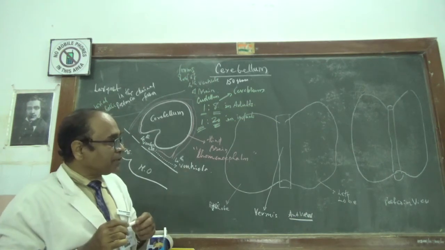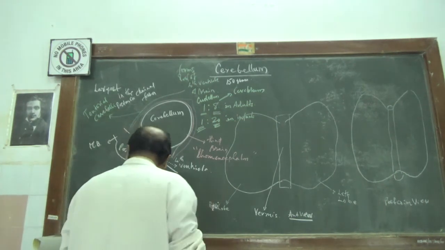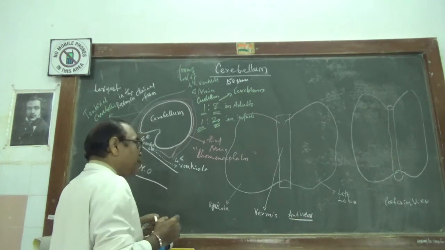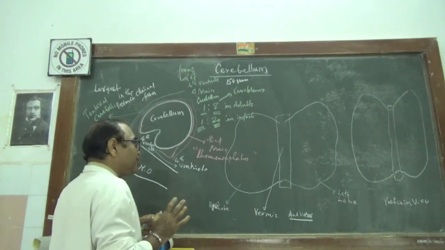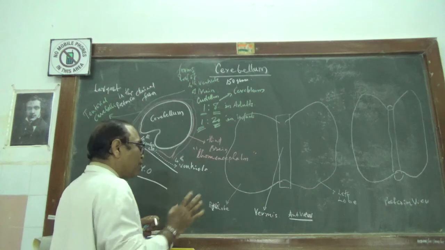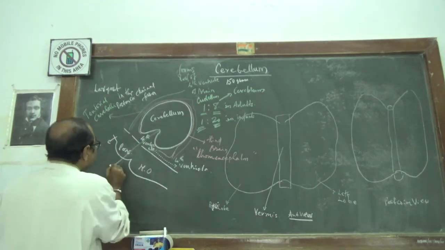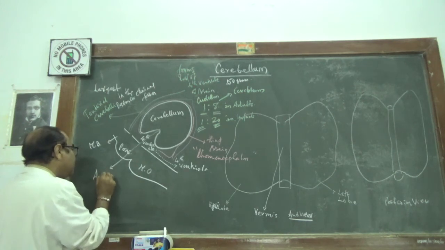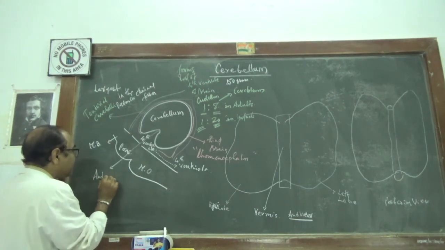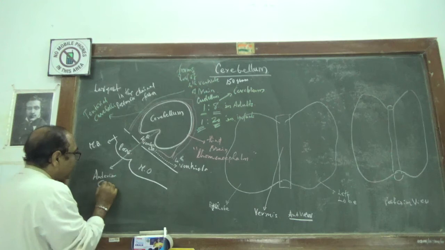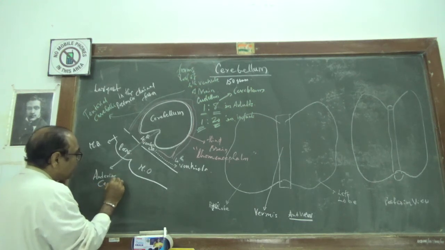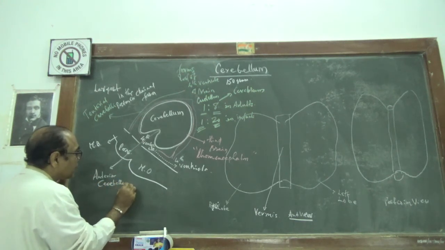Now this part, what you will get are some notches on the anterior view. So here you can see this is the anterior cerebellar notch.